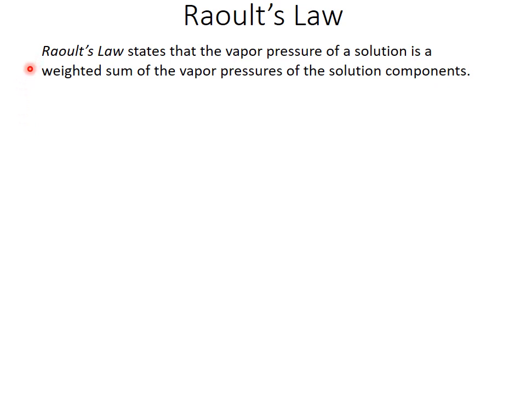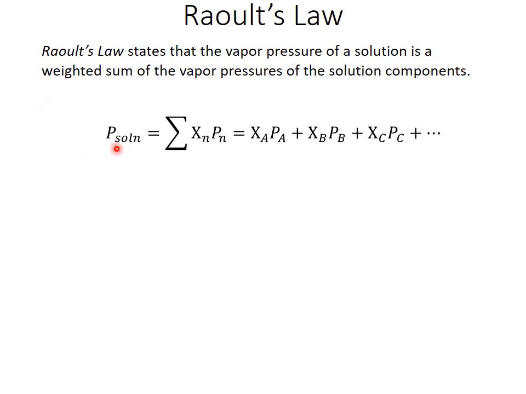Raoult's law states that the vapor pressure of a solution is a weighted sum of the vapor pressures of the solution components. Let's look at that mathematically. The vapor pressure of our solution is the sum of the contributions of each component.